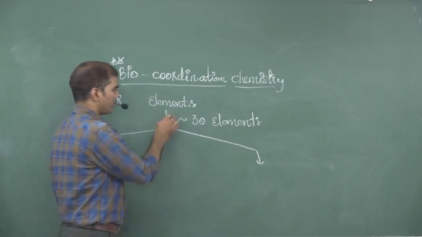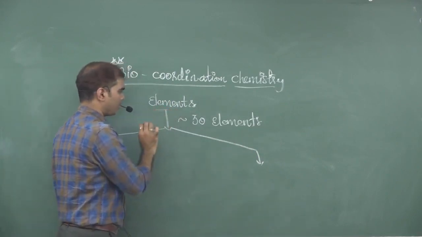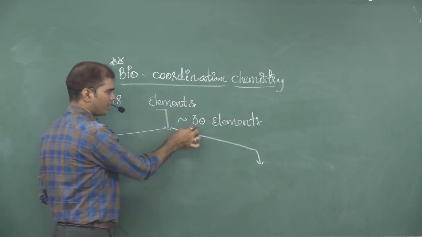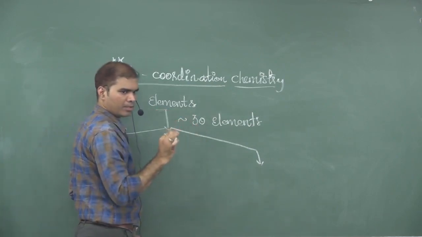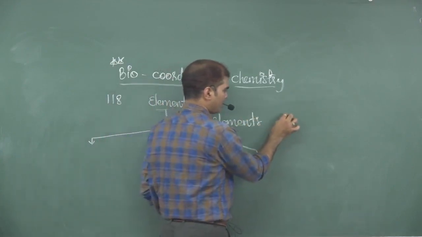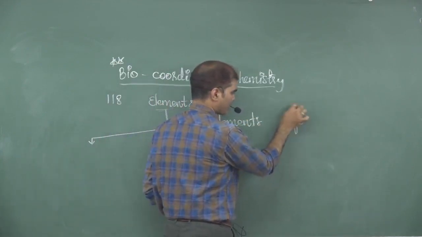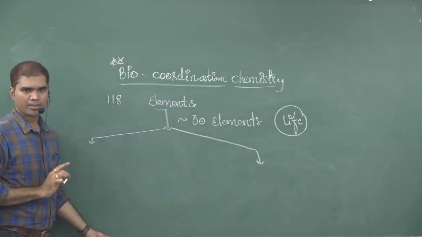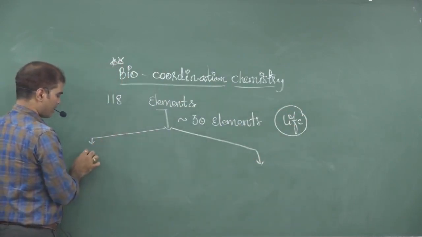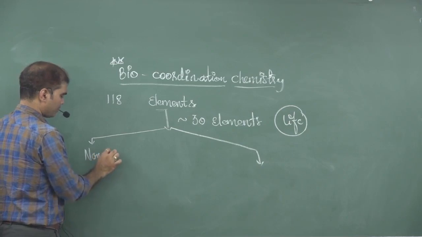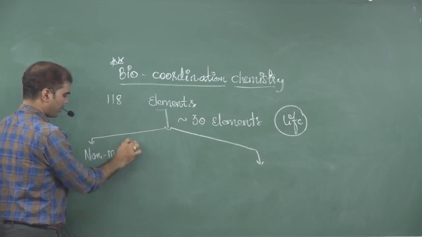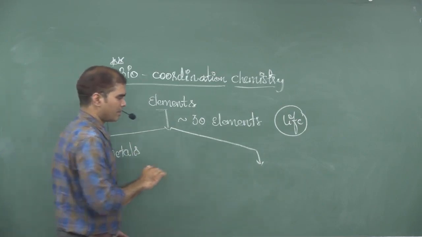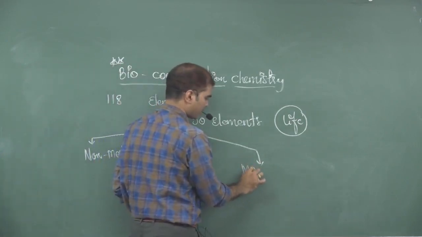Okay. So coming to this, how many elements do you find in the periodic table? We find 118 elements, of which nearly 30 elements can be seen in human life, in any living organism. If I try to classify all these nearly 30 elements, I can classify them into non-metals as well as metals.